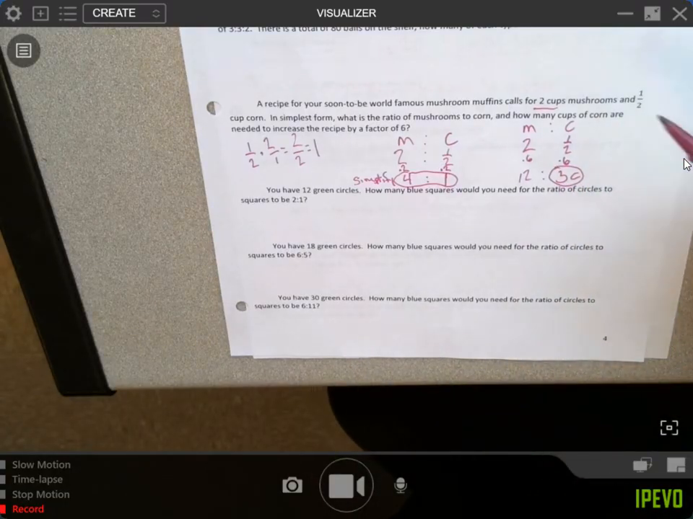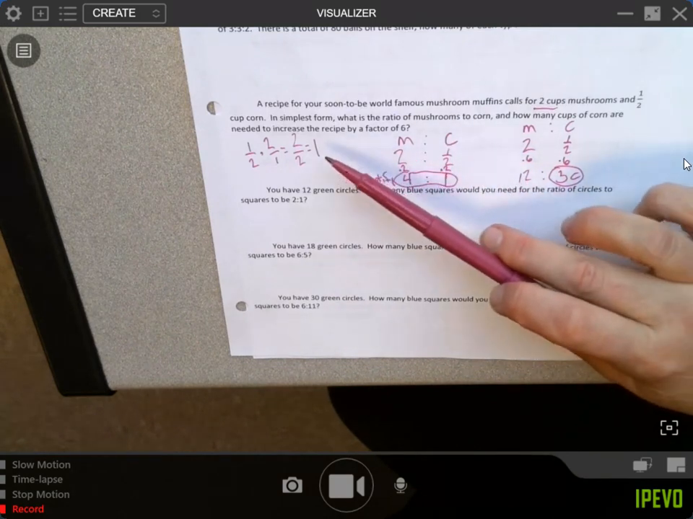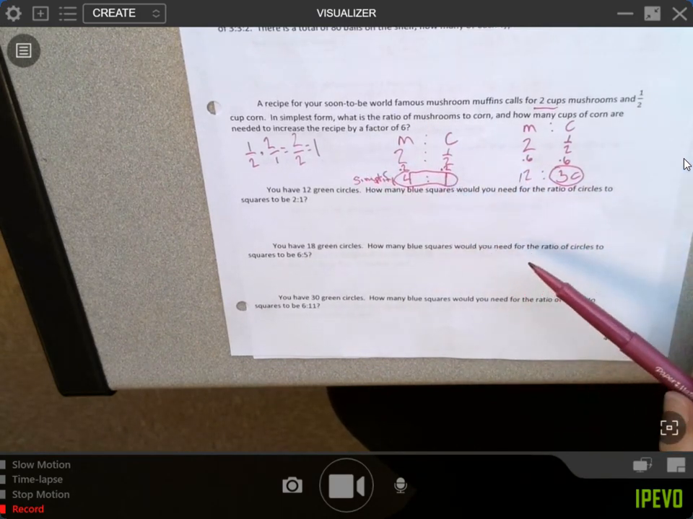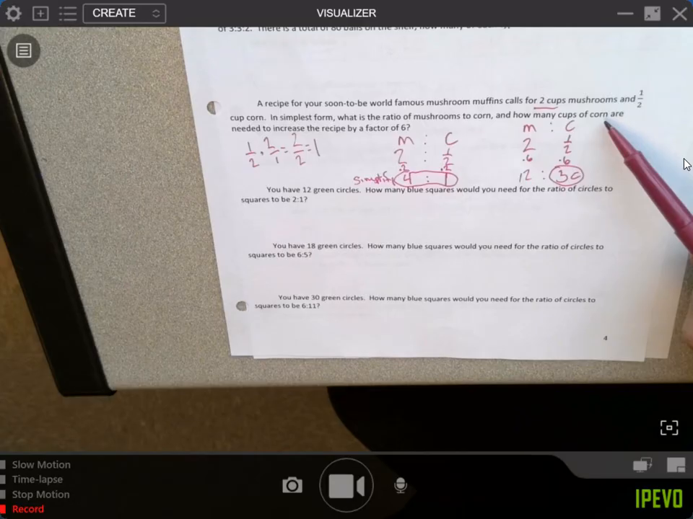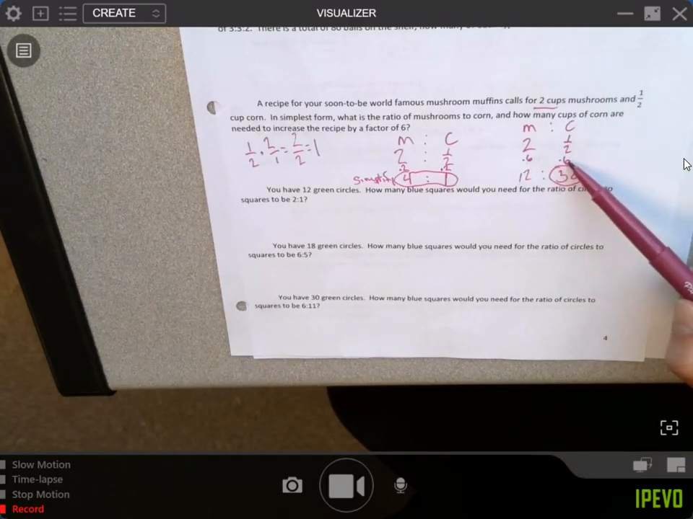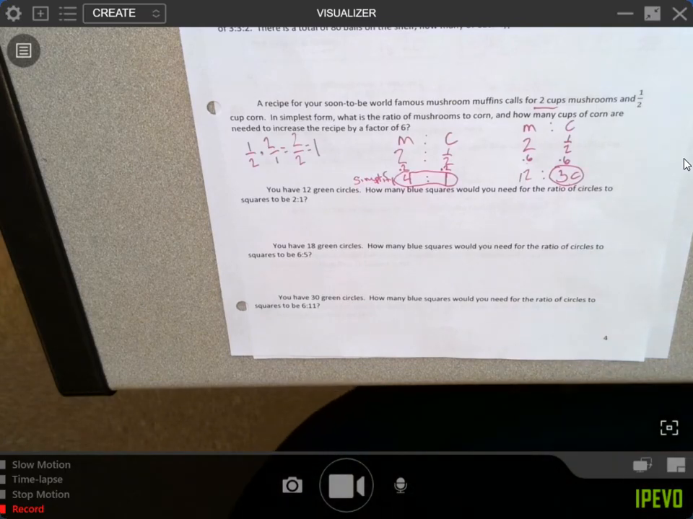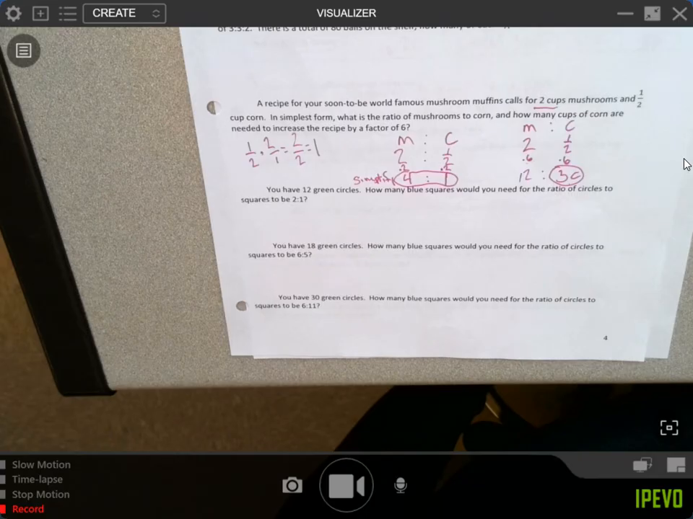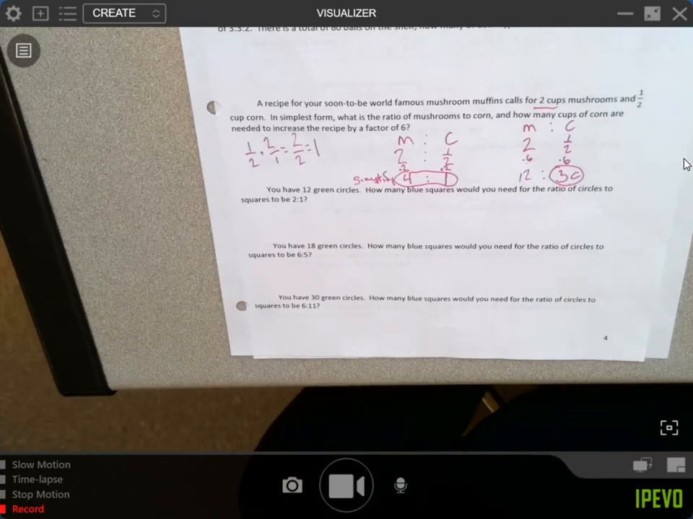So there were 2 questions. Simplifying it would be 4 to 1. How many cups of corn are needed if we increase by a scale factor of 6 would be the 3 cups. So it's 2 different forms. What are you looking for? Does that make sense? 2 different parts to our question, 2 different answers are given there.